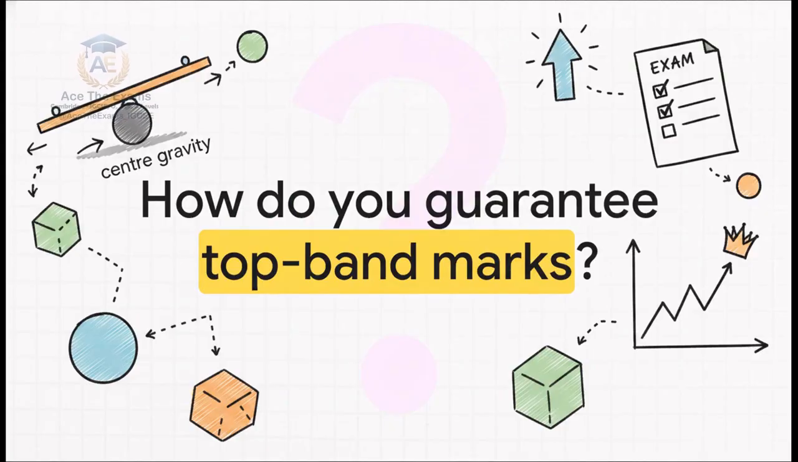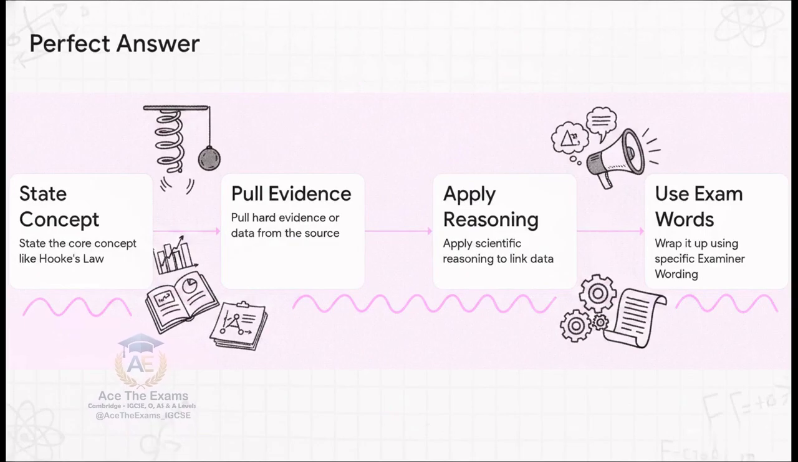So how do you actually guarantee top-band marks? In a moment, I'll show you the exact examiner clue that changes the answer completely. But first, you need the framework that makes that clue obvious. Here's that framework. This four-step process is your ultimate tool for structuring high-mark answers across describe, explain, calculate, and evaluate questions.